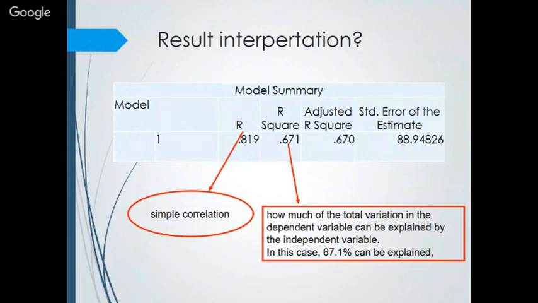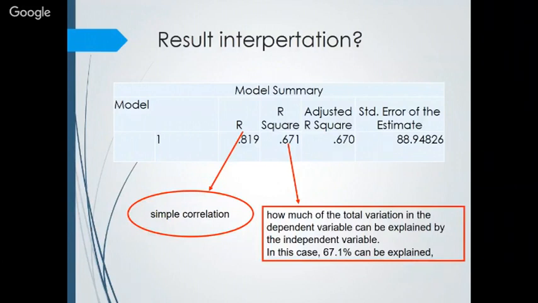First is the r value, that is simple correlation, which is 0.8. That is reasonably high correlation between the two variables, that is x and y. And the r square value is there. That gives how much the total variation in the dependent variable can be explained by the independent variable.